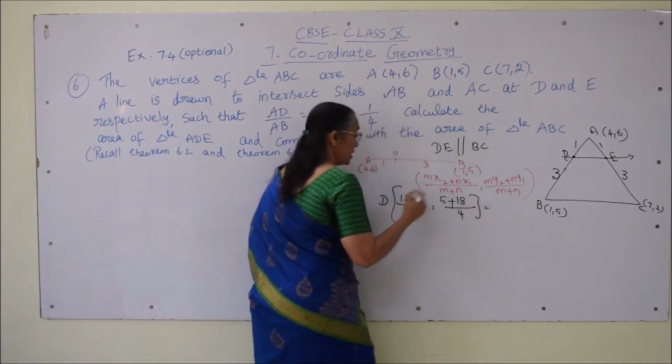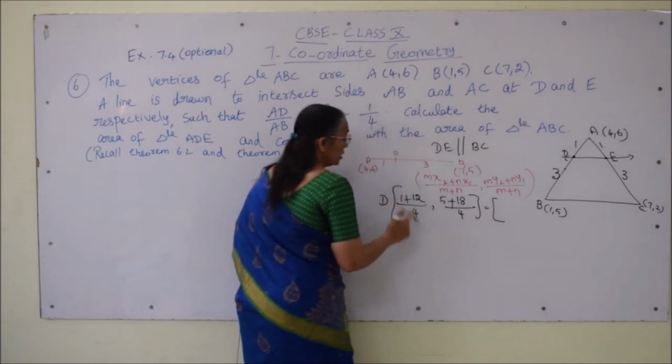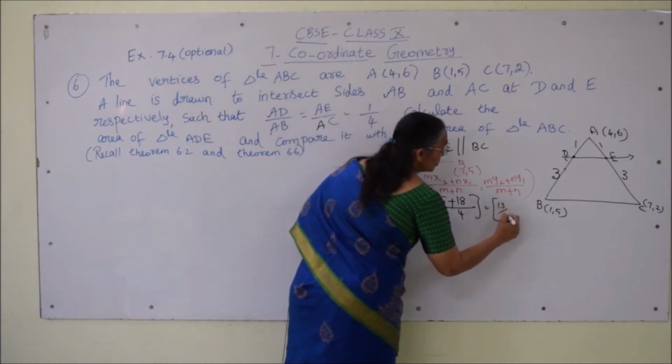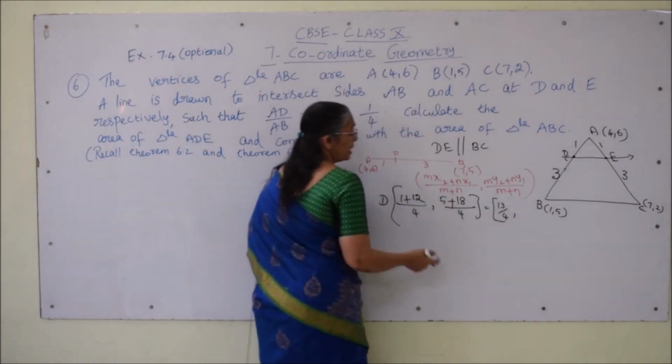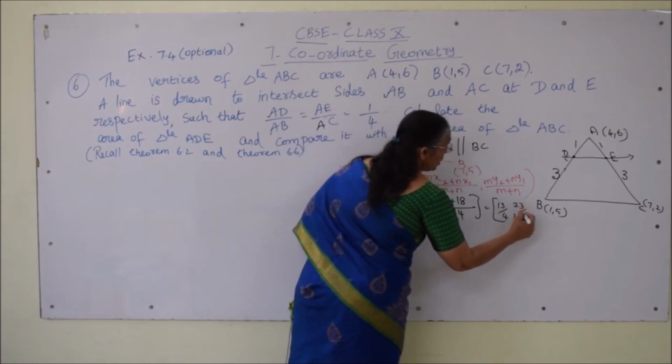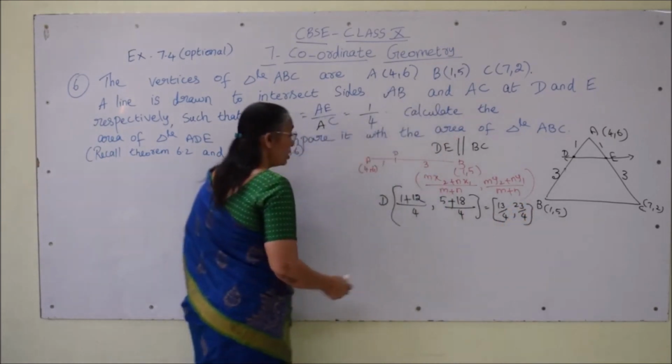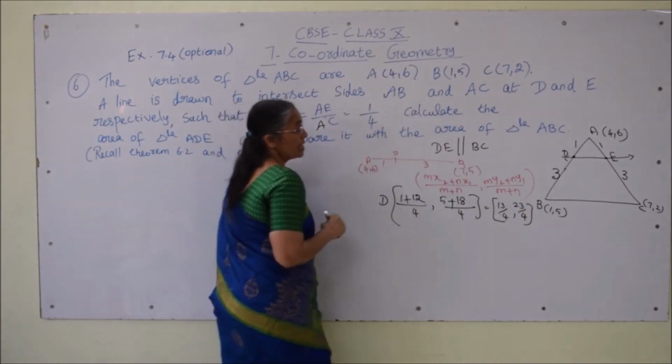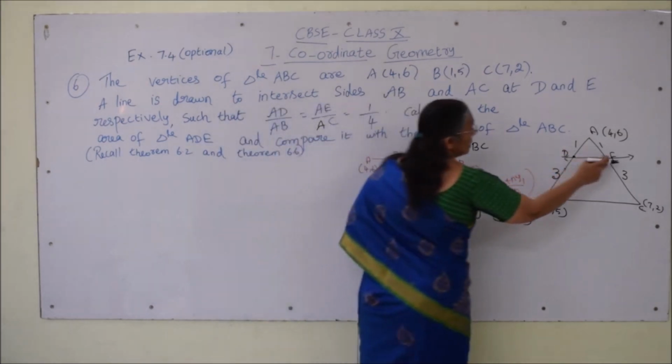So, coordinates of D are nothing but 13/4, comma 18 plus 5 is 23/4. Now, similarly, we have to find the coordinates of the vertex E.